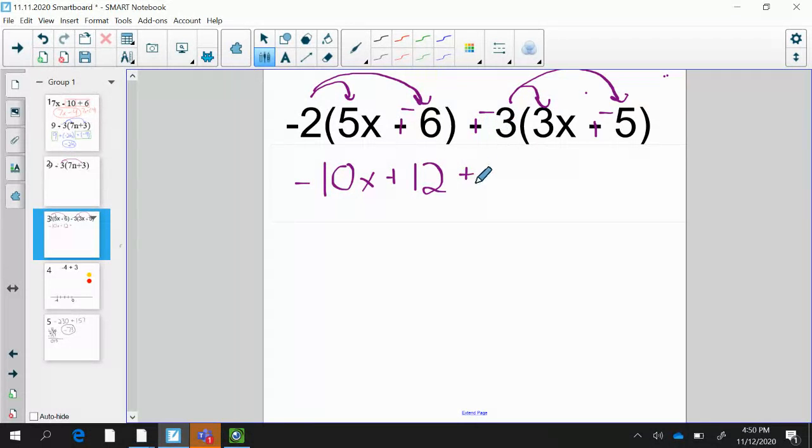Negative 3 times 3x is going to be, and I always like to keep this in parentheses so we don't forget, just a little tick mark here, it's definitely a negative 9. And then the negative 3 times the negative 5 is going to be a positive 15.